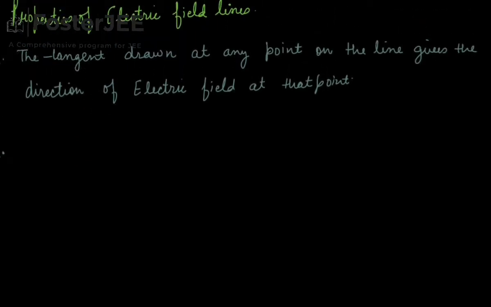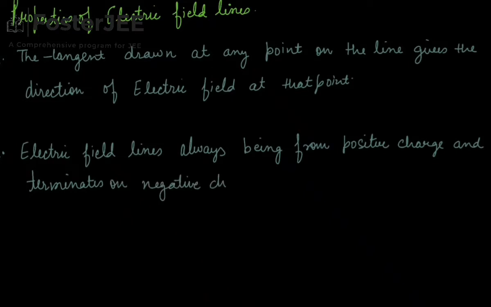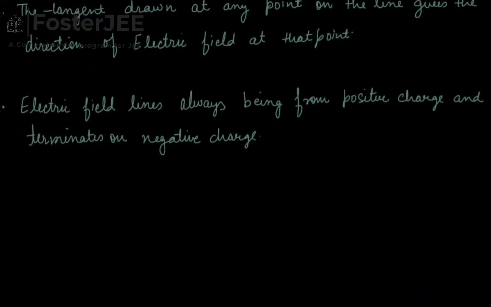Second point is electric field lines always begin from positive charge and terminate on negative charge. This we have already discussed.